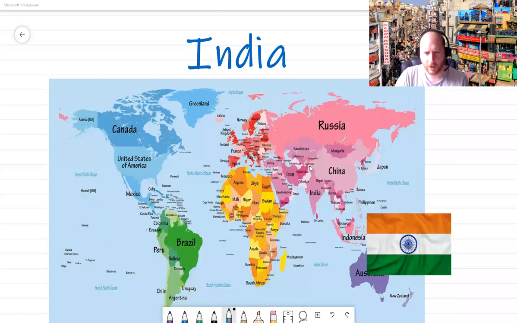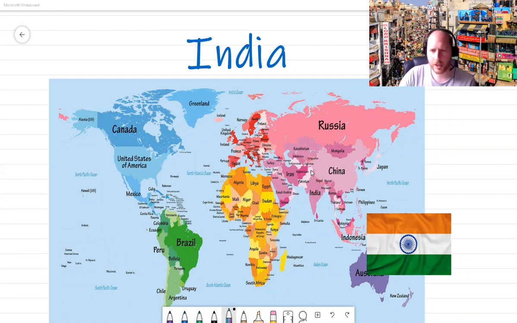Now, India on our map is here. One of the reasons why it's very difficult to talk about India in just one little solitary hour is because it's essentially a subcontinent all of its own. It is absolutely huge, the second most populated country in the world. Over 1 billion people live there. So if you add India and China, that's over 2 billion people. There's less than 8 billion people on the planet. You can see that a lot of people are living in these areas.